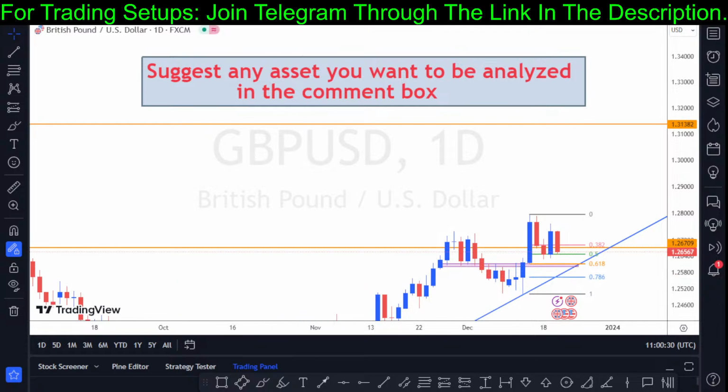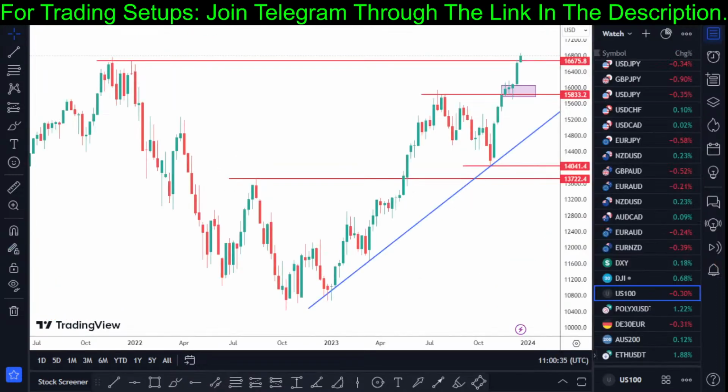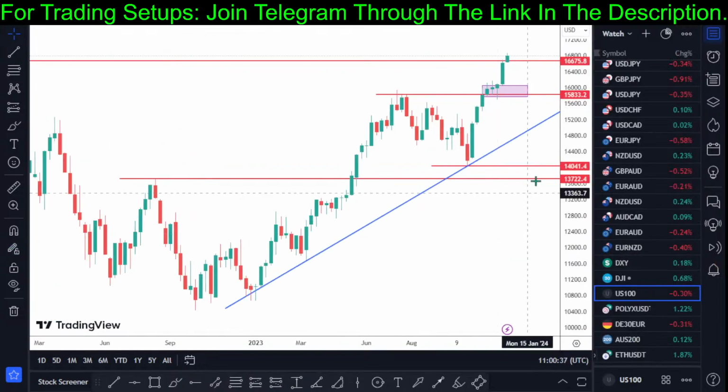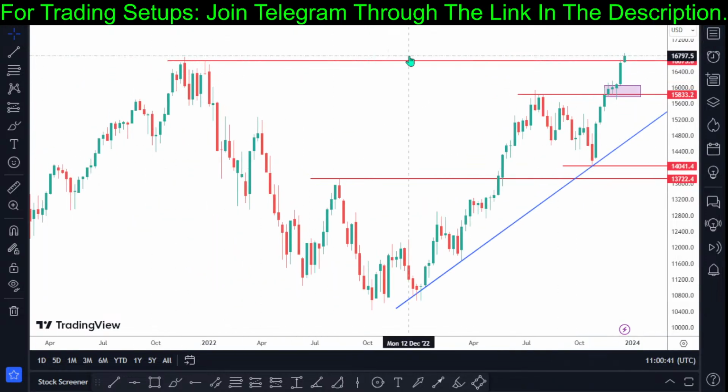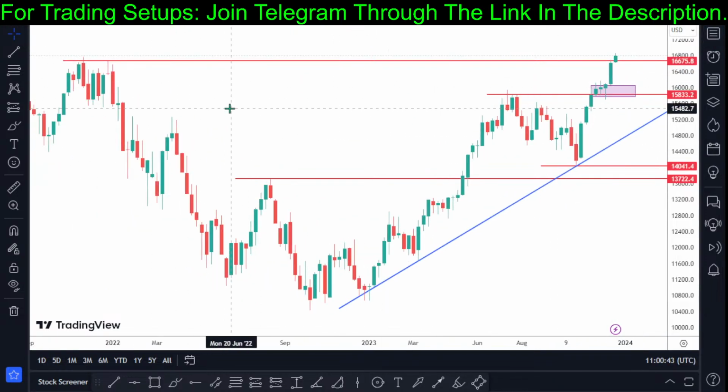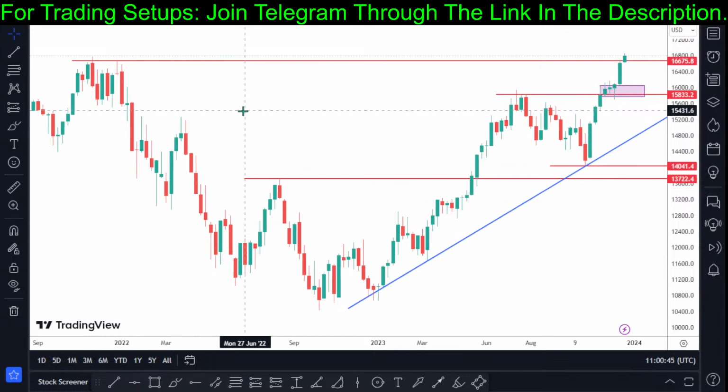So let's check out the price chart of NASDAQ. This is what we have on NASDAQ on the weekly chart. Price is currently breaking at the resistance structure based on the weekly chart. That is what we have.